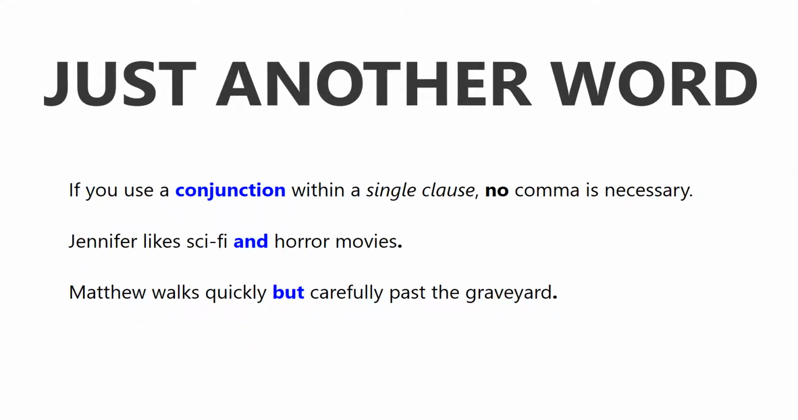Of course, sometimes you use a coordinating conjunction just to link 2 words within a single clause. And then it's not linking 2 independent clauses, so you don't need a comma. It's just another word in the sentence. For example, Jennifer likes sci-fi and horror movies. Now here, we're just linking together sci-fi and horror, so no comma is necessary.